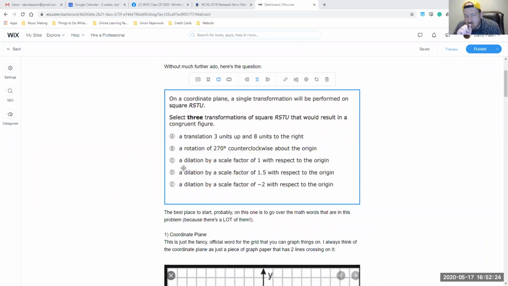So you got to pick one. You know for sure it's A because all you have to do is move it. You know for sure it's B because all you have to do is rotate it. Now you got to pick one of these, okay? The first one, C, has a scale factor of 1. The second one, D, has a scale factor of 1.5. The third one, E, has a scale factor of -2.